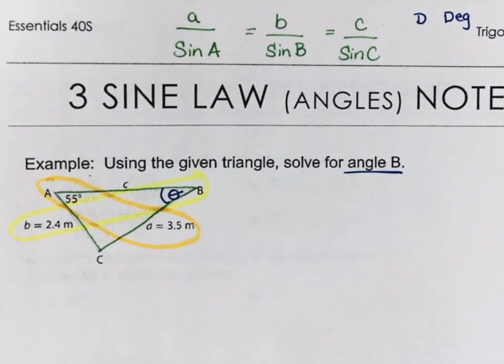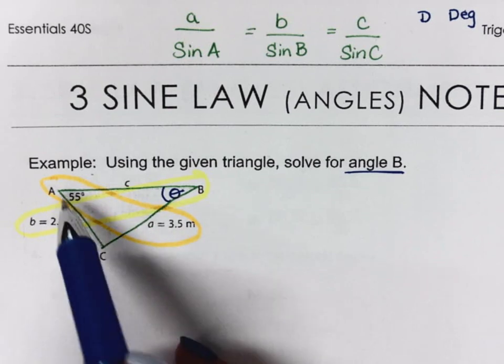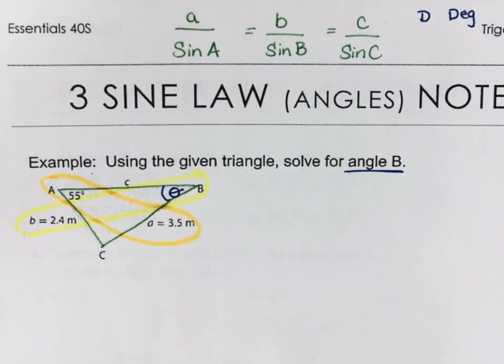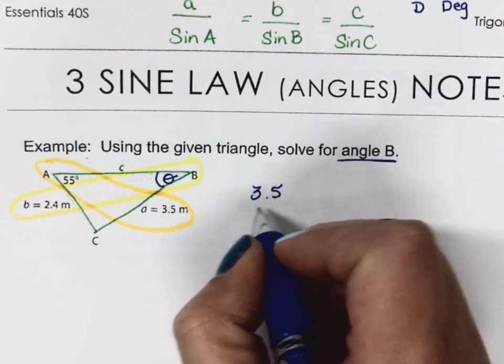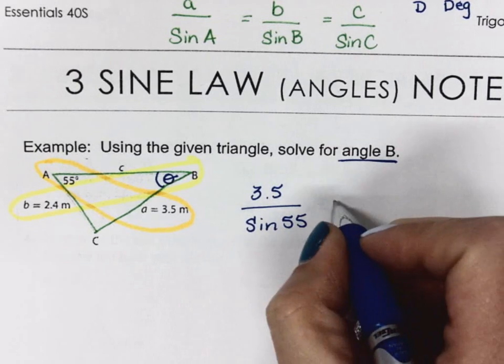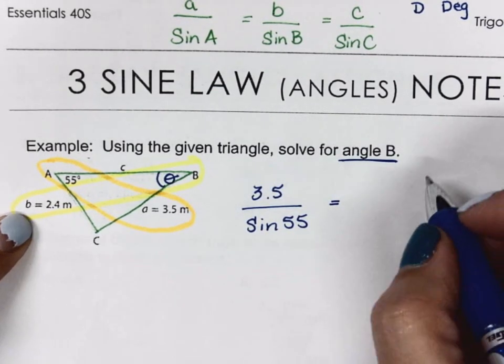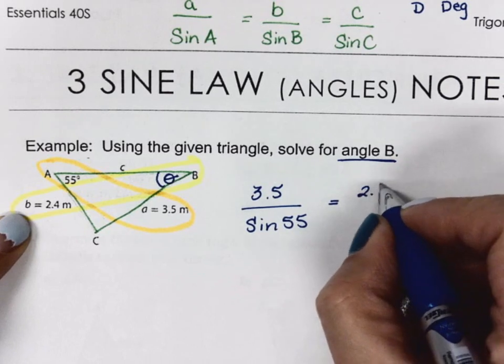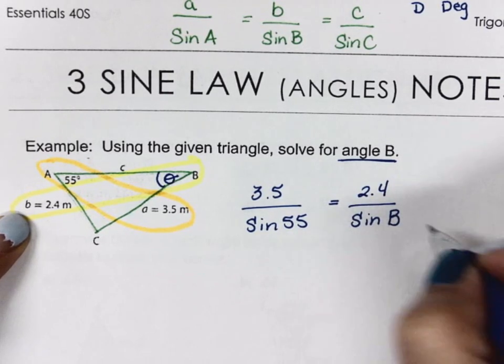Okay, so again, I always fill in my full set. The orange one's my full set because I have the side and I have the angle, so I always start with that one first. So I'm going to have 3.5 over sine of 55 equals, we know side B is 2.4, and we're looking for sine of B.